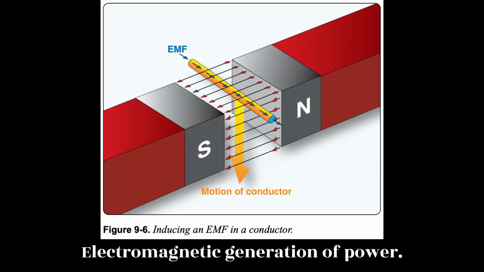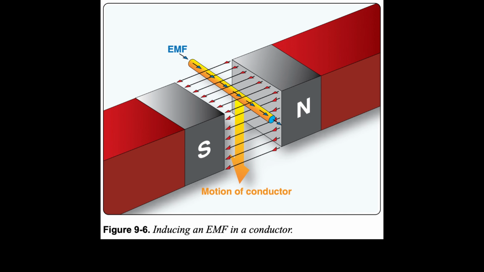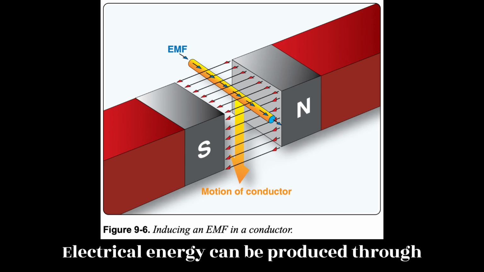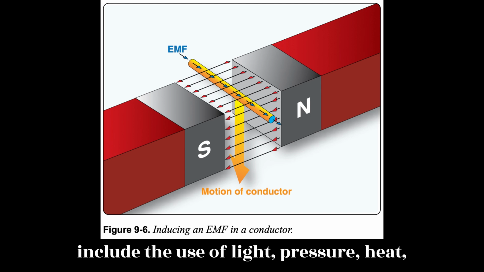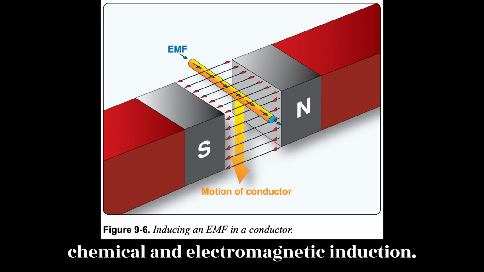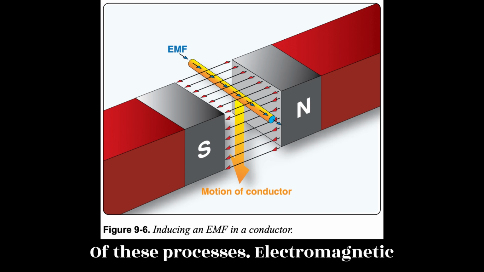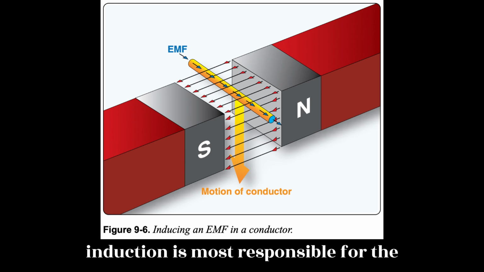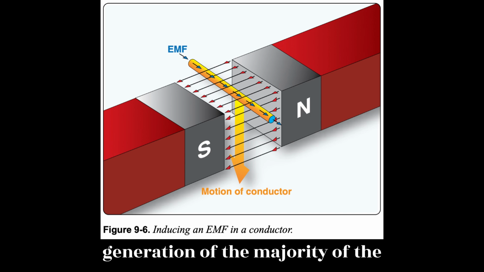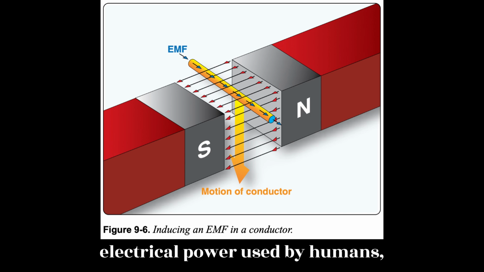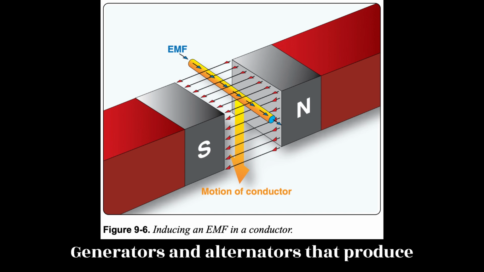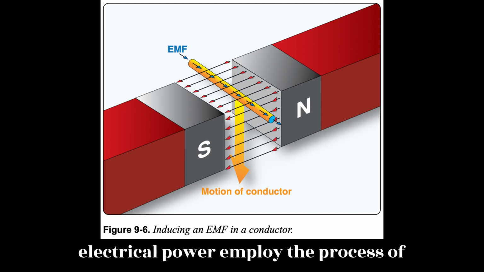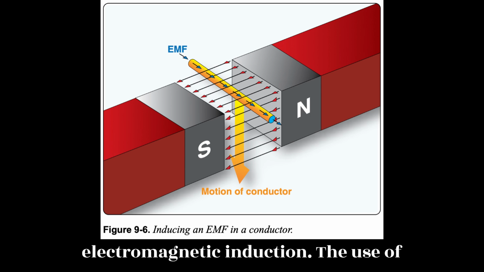Electromagnetic generation of power. Electrical energy can be produced through a number of methods. Common methods include the use of light, pressure, heat, chemical, and electromagnetic induction. Of these processes, electromagnetic induction is most responsible for the generation of the majority of the electrical power used by humans. Virtually all mechanical devices, generators and alternators, that produce electrical power employ the process of electromagnetic induction.